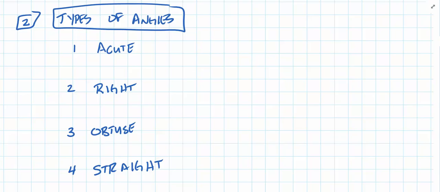Here's what I'd like you to do. Right now, use your straight edge. Draw a picture of each one of these before I tell you what they are. Draw a picture.